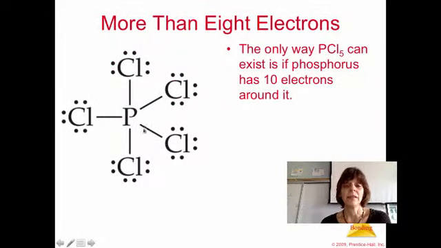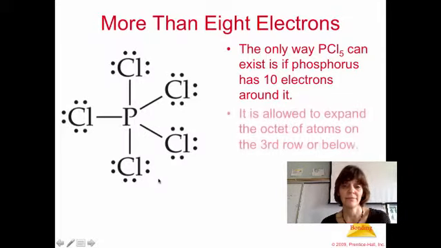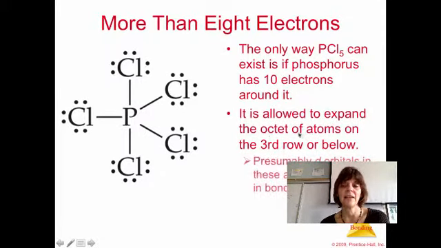Some elements, such as phosphorus and arsenic and sulfur, can be happy with more than 8 electrons. It's allowed to expand the octet of atoms on the 3rd period of the periodic table or below. Presumably, that's because there's d orbitals available for those extra bonds to use, although right now there's a big controversy of whether they're actually involved or not, but it does follow our experience that only atoms from the 3rd energy level and higher can have expanded octets.